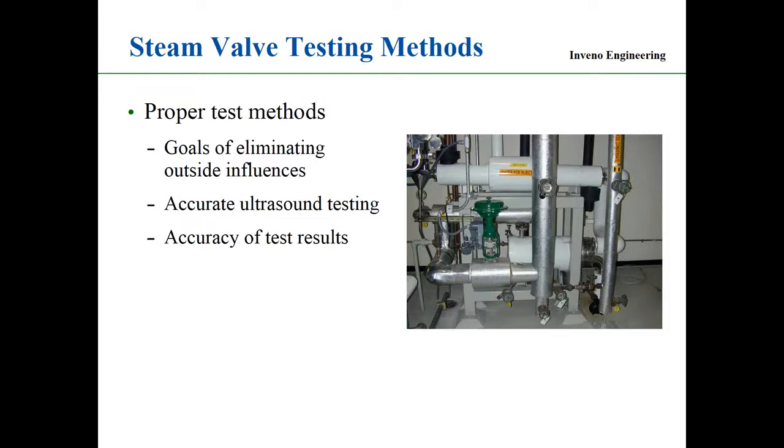The proper test methods go toward eliminating outside influences. Unfortunately, in the steam system there are outside influences that could generate high frequency ultrasound, and we have to be able to detect if we have other outside influences affecting our reading. I'll go through that a little bit. The other thing is accurate ultrasound testing and accuracy of test results. I want to be able to go up to the valve and tell: yes, it is leaking, or no, it's not leaking. So we want a very accurate test.